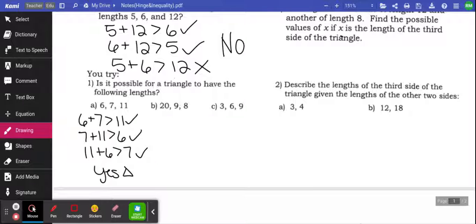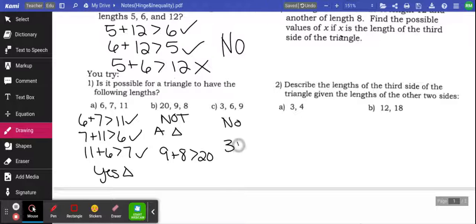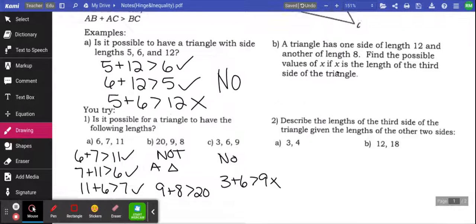Okay. So is B a triangle? No, it's not a triangle. The reason for that is 9 plus 8 is not greater than 20. That's the one that it will mess up on. And then the last one, is it a triangle? No. And for this, it is 6 plus 3. Is that greater than 9? No, it's equal to 9. So that does not work out. Questions about those? Okay, let's move on to the other example.